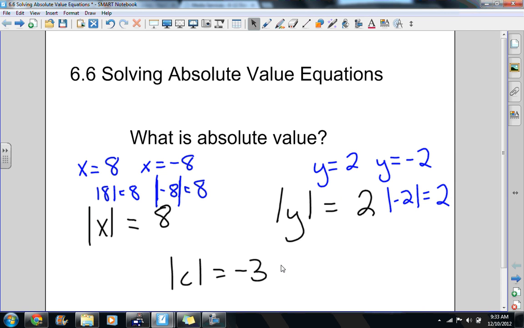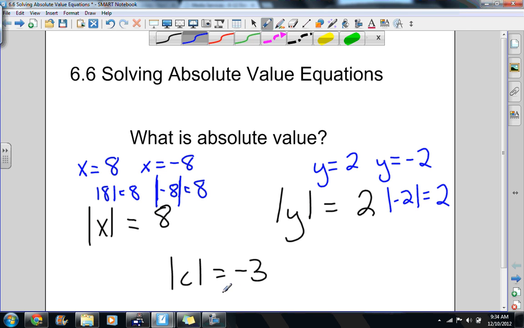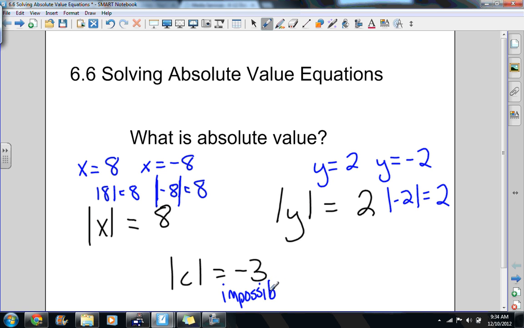Therefore, down here, the absolute value of some number c equal to negative 3 is impossible, because the absolute value of a number c would have to be positive, just like we saw up here. So it's impossible, so there are no solutions.